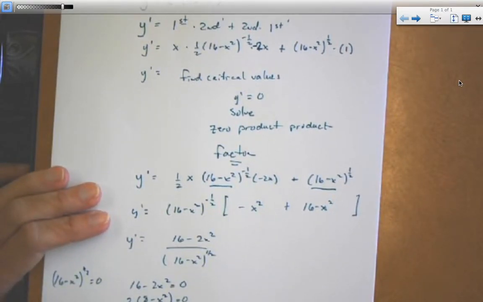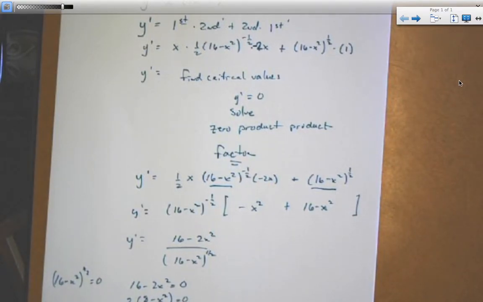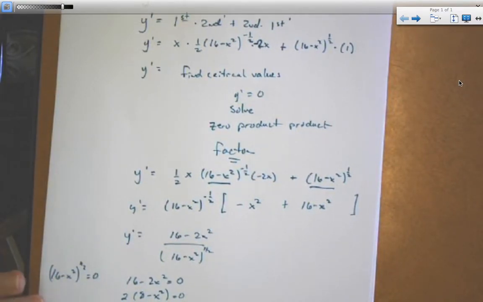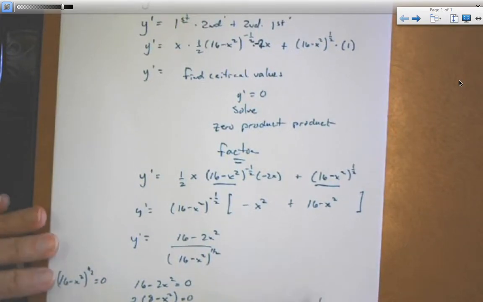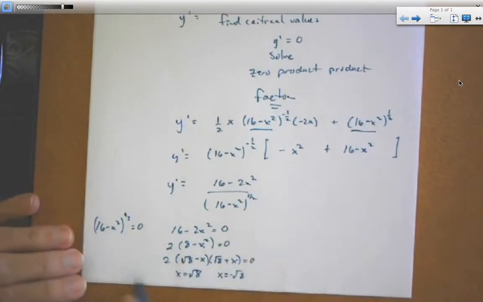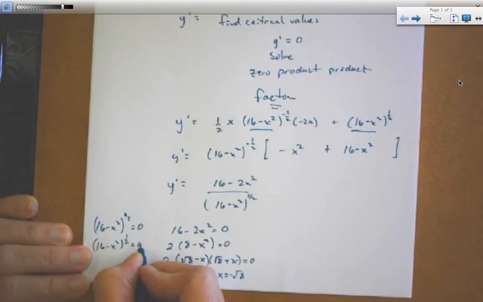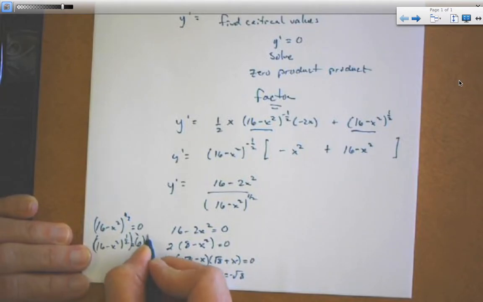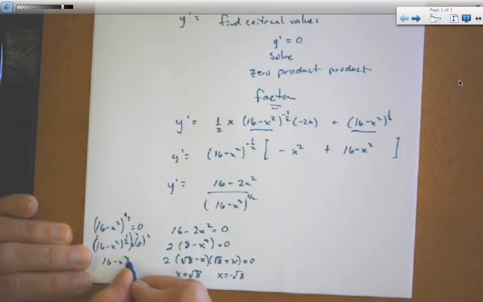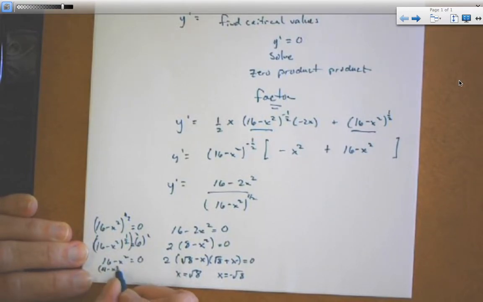And then I'm going to say x equals square root of 8, and x equals negative square root of 8. I can simplify that radical later. I don't have to do it right this second. Let's solve the denominator. So 16 minus x squared to the 1/2 equals 0. I'm going to square both sides, get rid of that radical. 16 minus x squared equals 0. So 4 minus x, 4 plus x. So x equals 4, x equals negative 4.